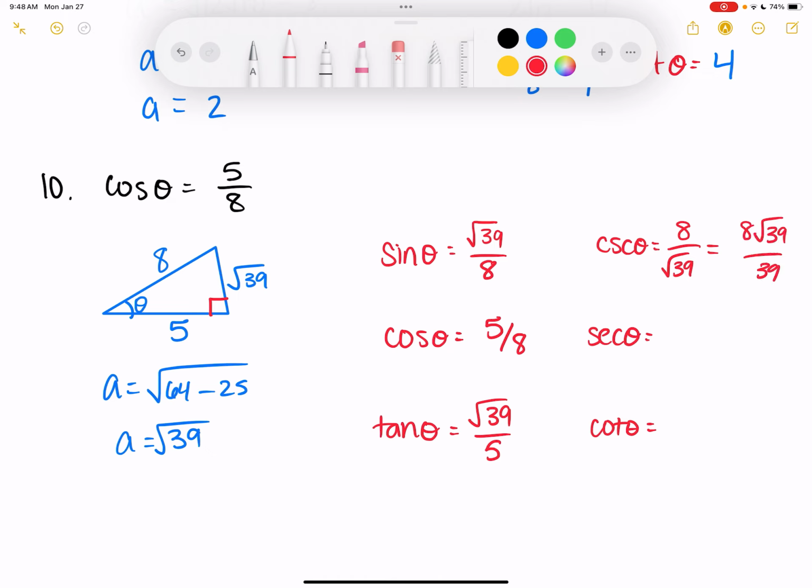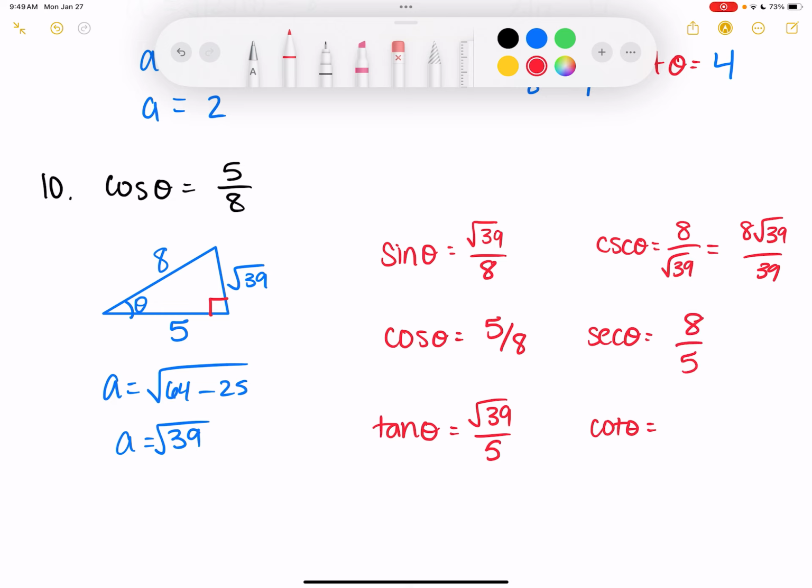Now, if you want, you can do this in your head: I know I'm flipping this, and I can rationalize it, so it's going to be 8 root 39 over 39. You can go straight there. If you need to write it flipped and then rationalize it, that is fine. I will write them flipped, then rationalize for the sake of what we're doing, but when I make a test key, I'm just going to write them rationalized. All right, secant, the easy one: 8 over 5.